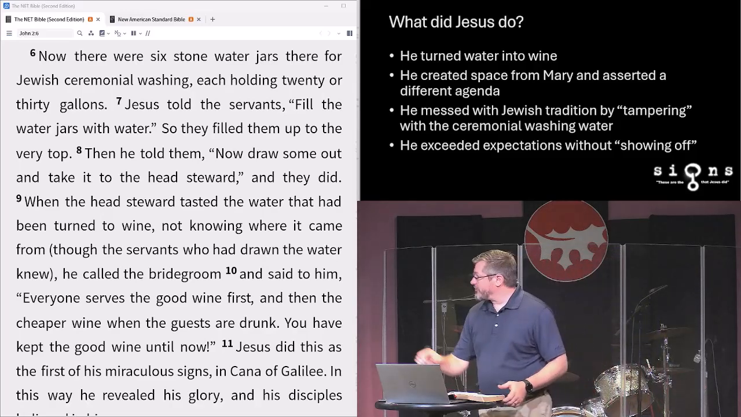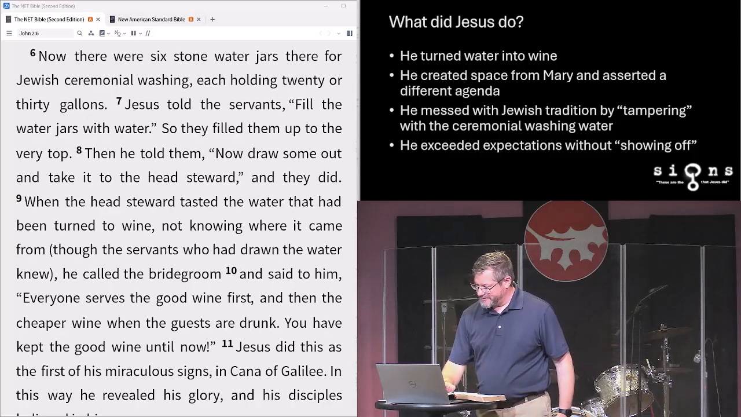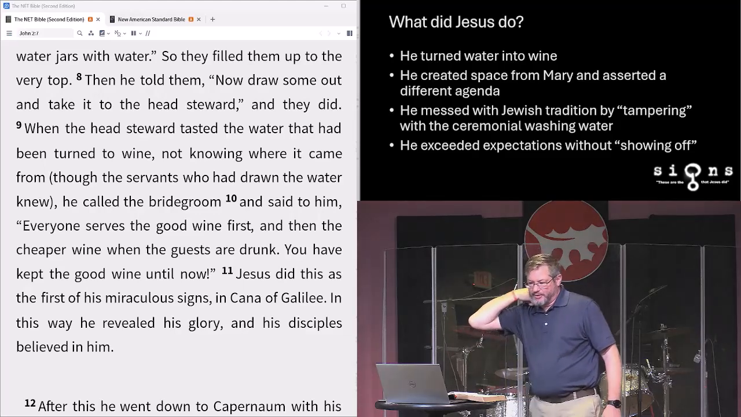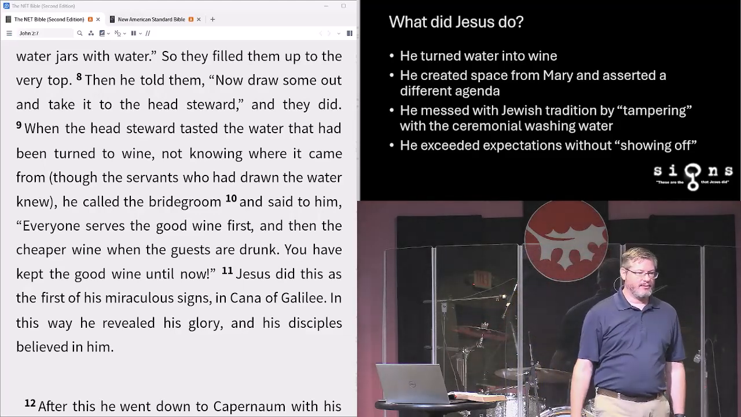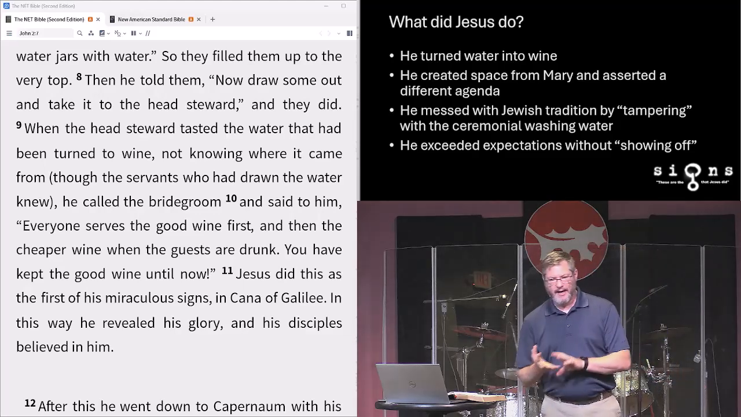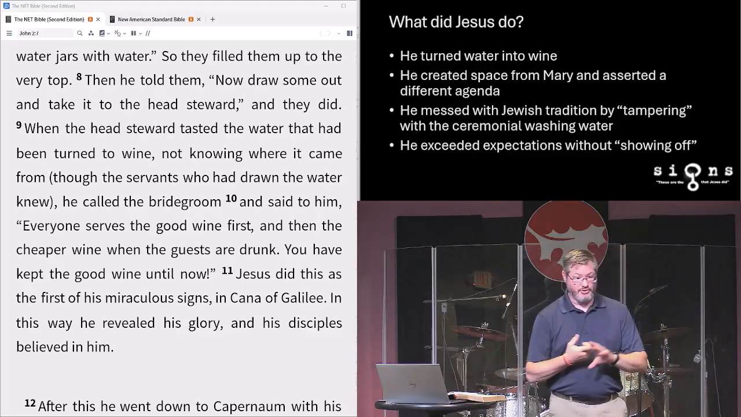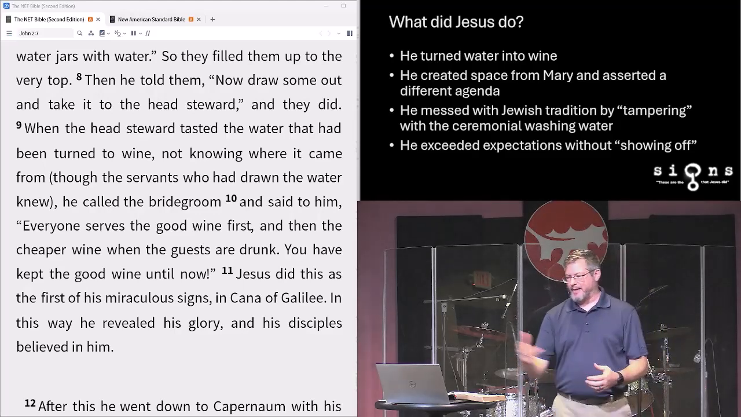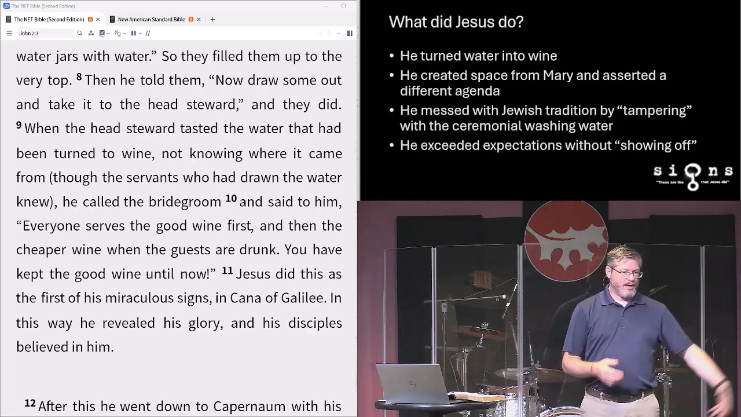And then when we come to verse 11, Jesus did this as the first of his miraculous signs in Cana of Galilee. In this way, he revealed his glory, and his disciples believed in him. Not everybody at the party, not the guy who drank it, not Jesus' mother, not the servants. The servants knew what had happened. Obviously, the disciples knew what had happened because they saw it, and they believed in him.